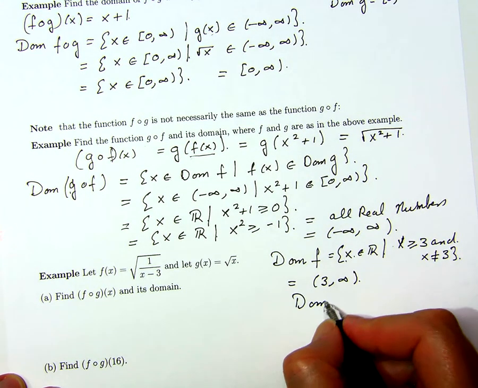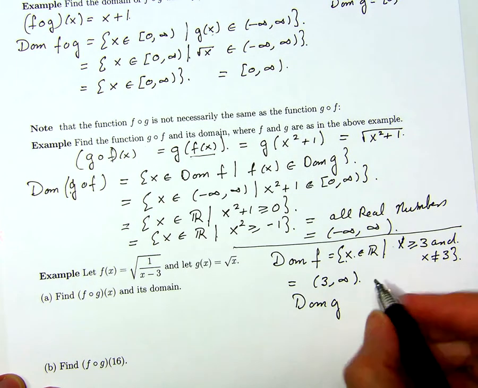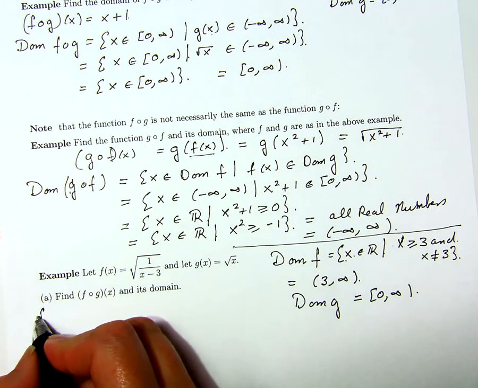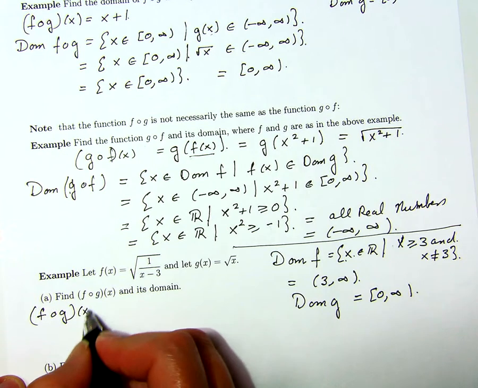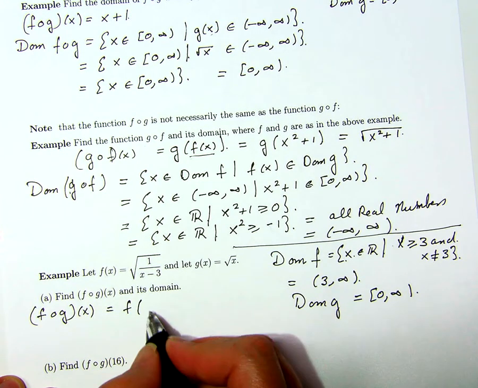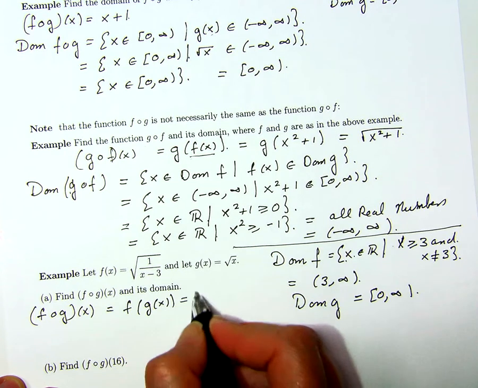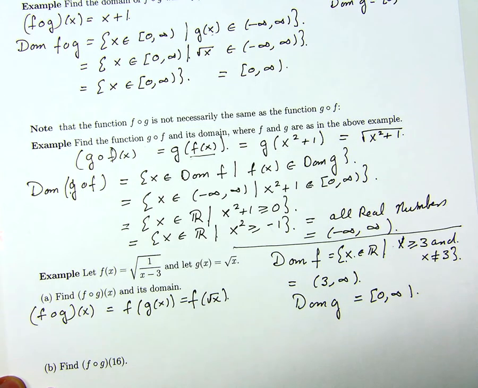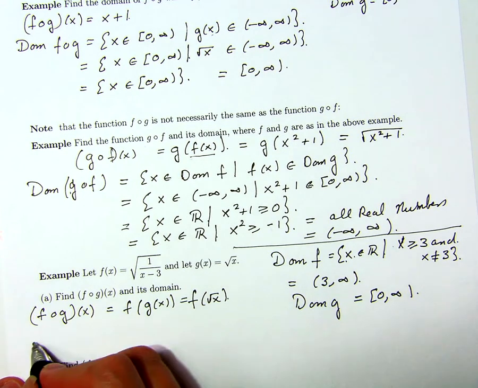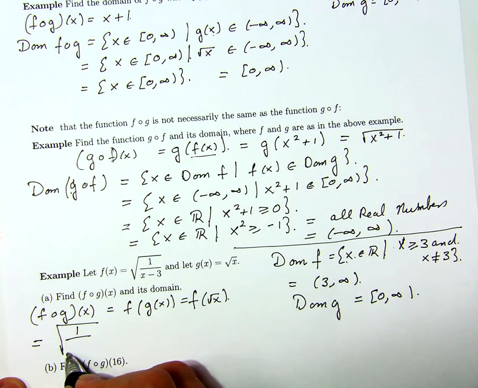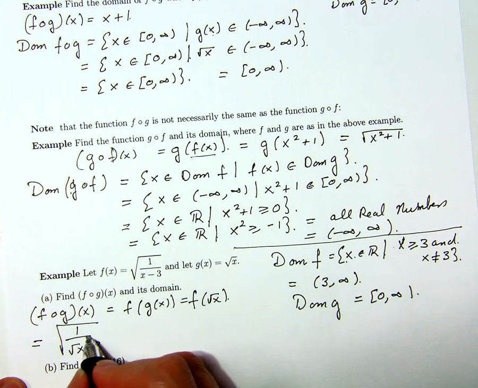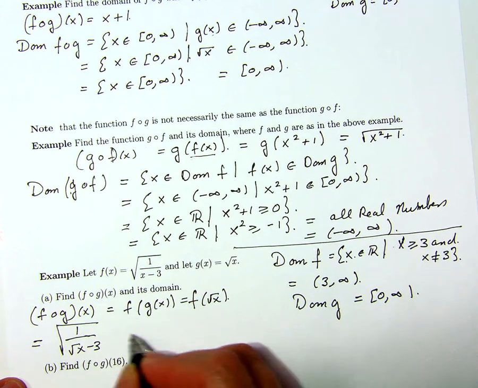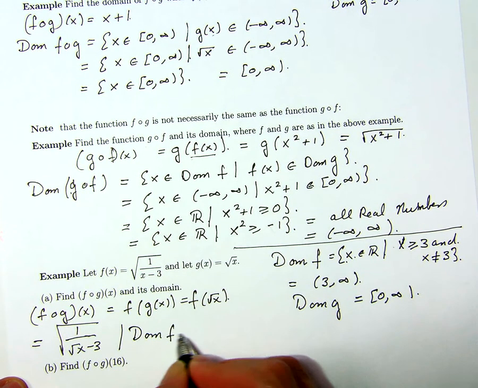And the domain of g here is, as before, the set of all x greater than or equal to 0. Let's find a formula for f after g. That's f of g of x. So it's f applied to the square root of x. So everywhere I see an x in the formula for f, I'm going to replace it by the square root of x. I end up with the square root of 1 over the square root of x minus 3. What about its domain?